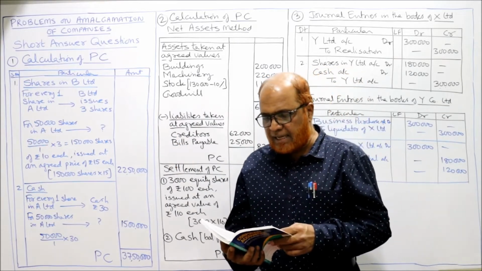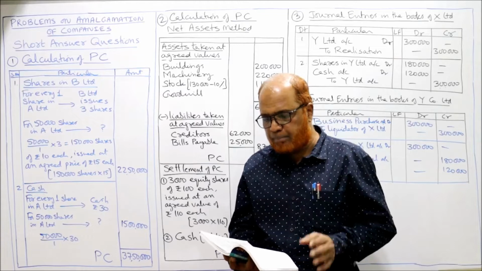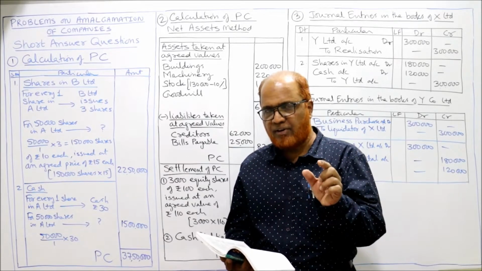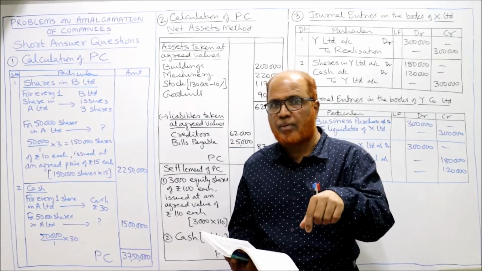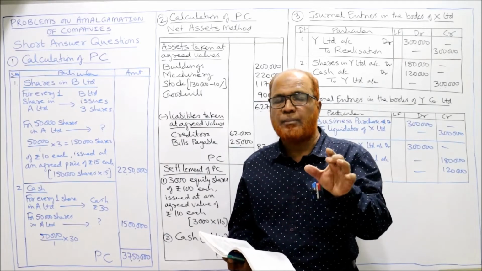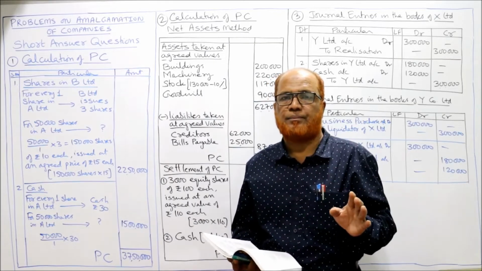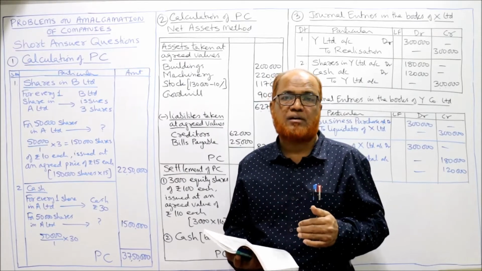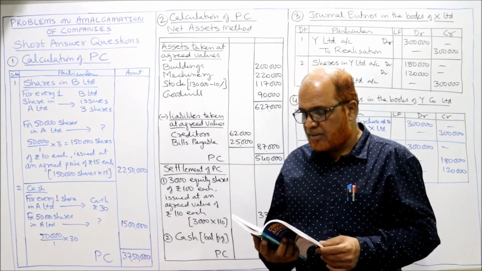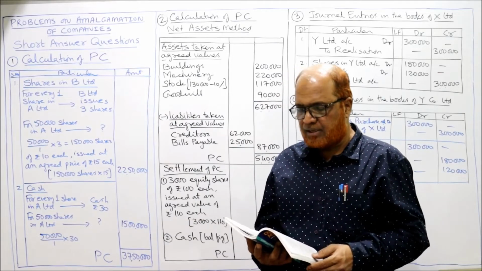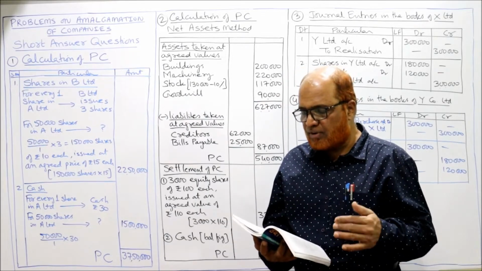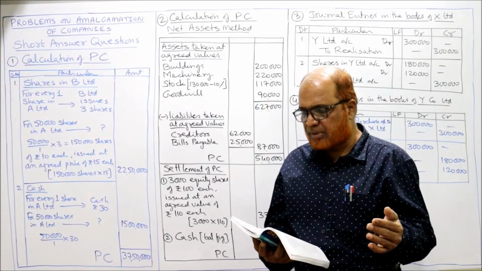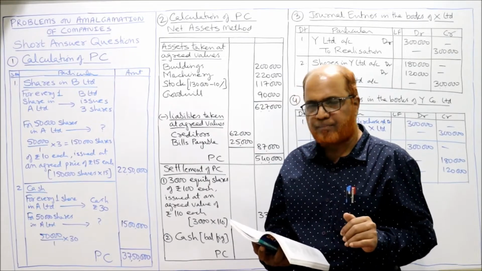Now, first, A Limited is absorbed by B Limited. Remember the wordings. A Limited is absorbed by B Limited. So A Limited is the transferor company, the winding up company, and B Limited is the purchasing company, the transferee company. The consideration being the assumption of liabilities, and the discharge of debentures at a premium of 10% by the issue of 9% debentures in B Limited.